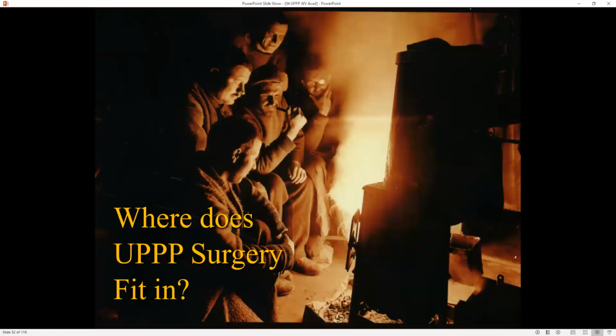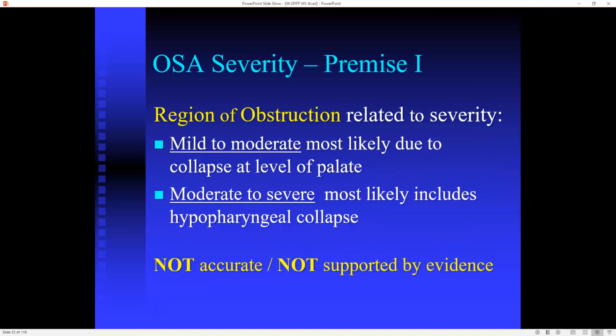So where does this surgical procedure fit in? Well, some people thought that the region of obstruction was related to severity, that mild to moderate sleep apnea was probably due to the palate, and the moderate to severe was probably base of tongue. But this wasn't accurate and wasn't supported by evidence.